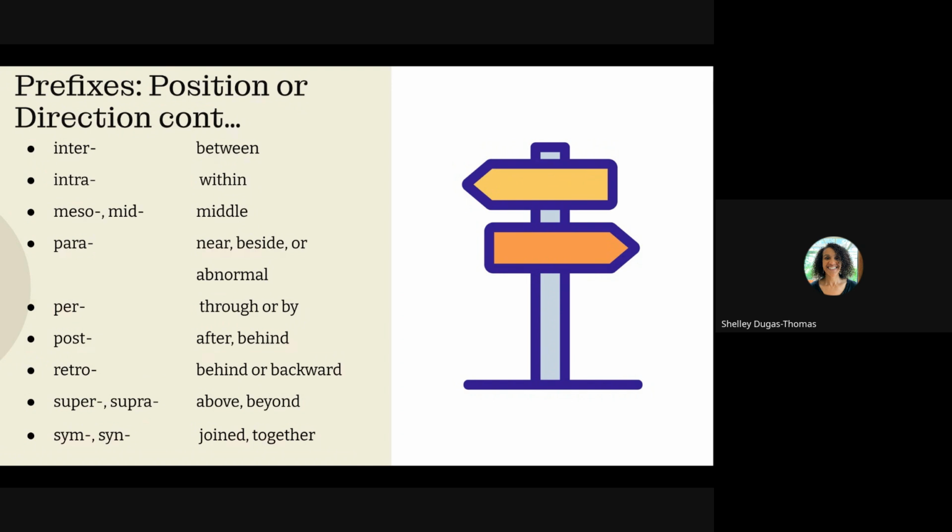When we look at retro, meaning behind or backward, a retrocecal appendix is located tucked behind the cecum. This is the first part of the large intestine. A memory trick is to think of retro fashion or music. It looks backward to the past.